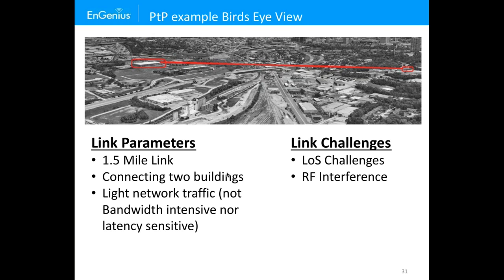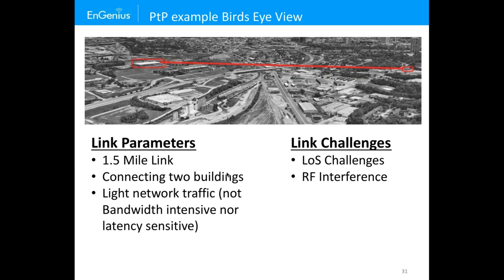And so we have some certain challenges to this, and we have certain requirements for the link. The link requirements are, we're going about 1.5 miles. We're connecting two separate buildings together. They're light network traffic. They're not really bandwidth intensive or latency sensitive type of traffic, which is good for the link.